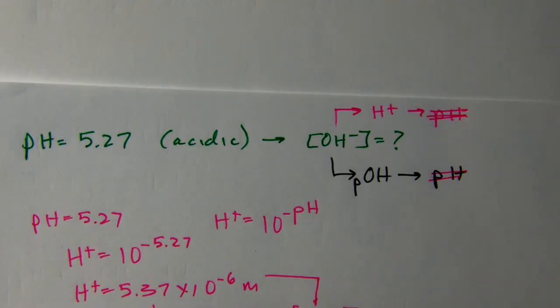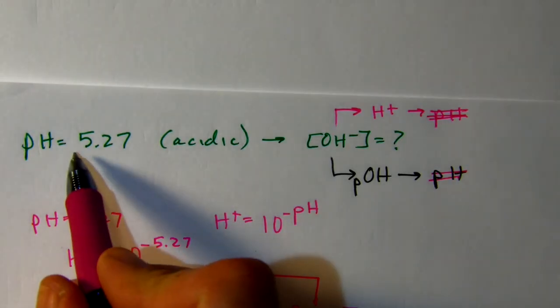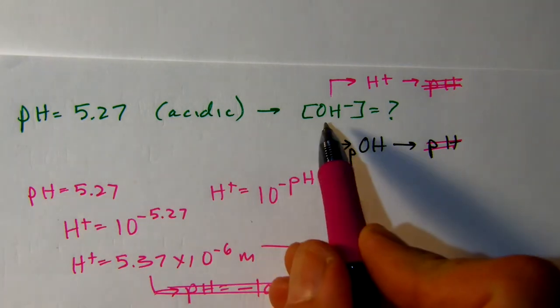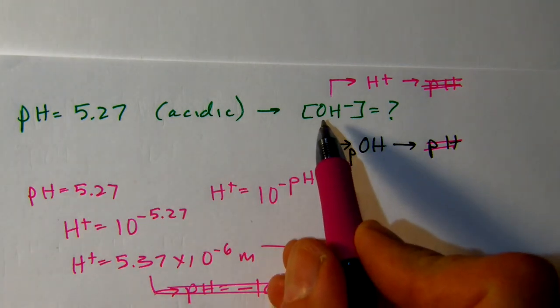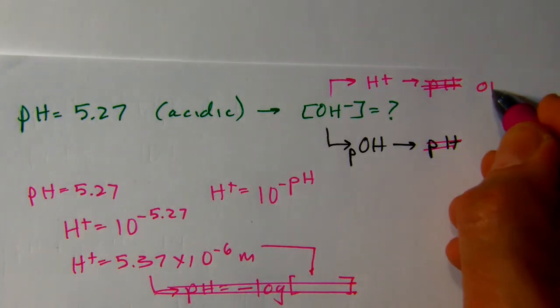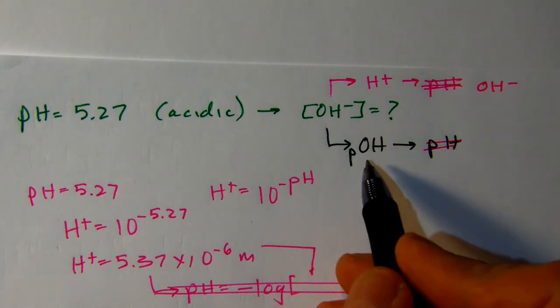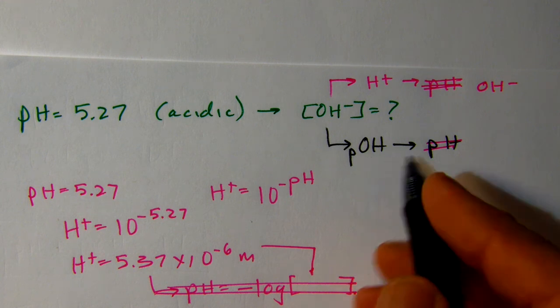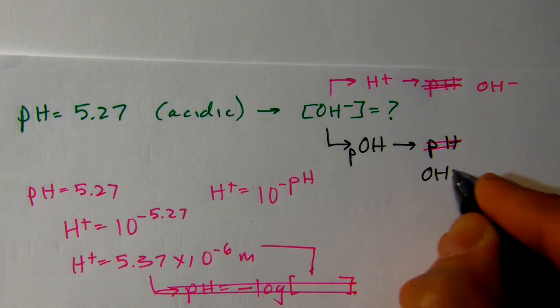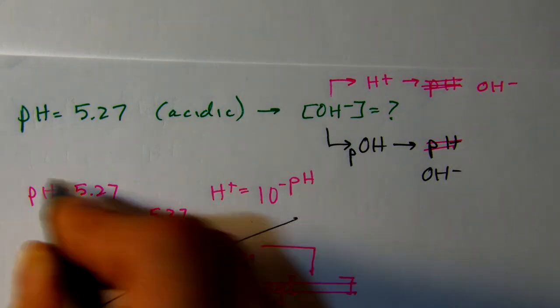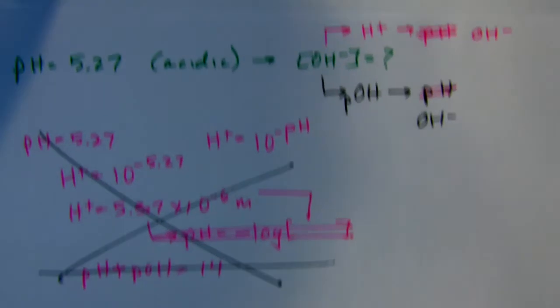Let's go through. I screwed up. Here's pH, 5.27. If I want to find the hydroxide concentration, first I find H plus, then I find OH minus. Or I can find pOH and then find OH minus. I'm sorry. Let's act like this never happened, okay? Let's just make sure.